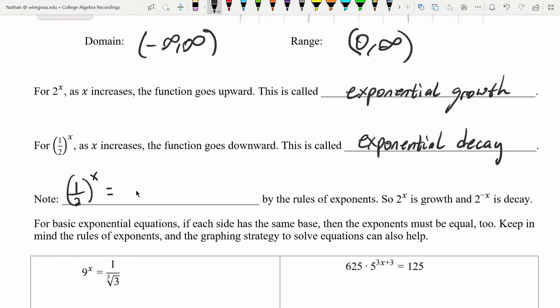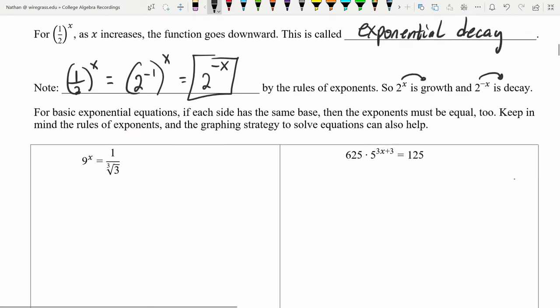1/2 is the same thing as 2 to the power of -1. And I have a power to a power, so I can write it as 2 to the power of -x. -1 times x is -x. And so 2 to the power of -x is the exact same thing as 1/2 to the power of x. This is typically how we like to write exponents, with this negative power instead of the 1/2. And so 2 to the power of x is growth, and we tend to think of 2 to the -x as decay. A positive exponent is growth, a negative exponent is decay.